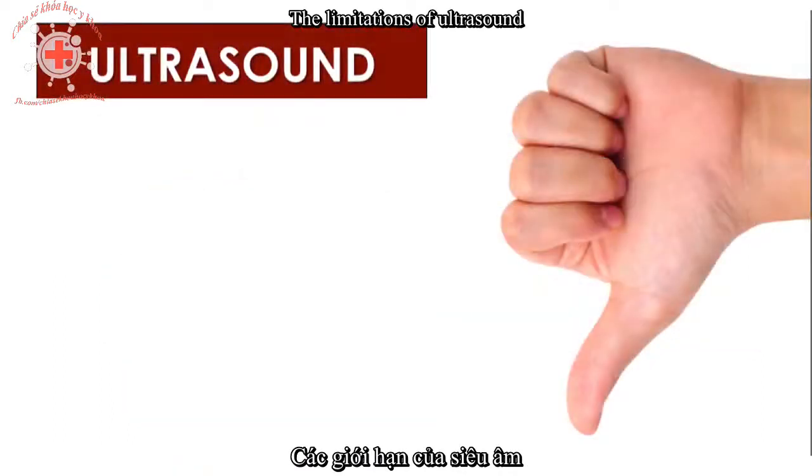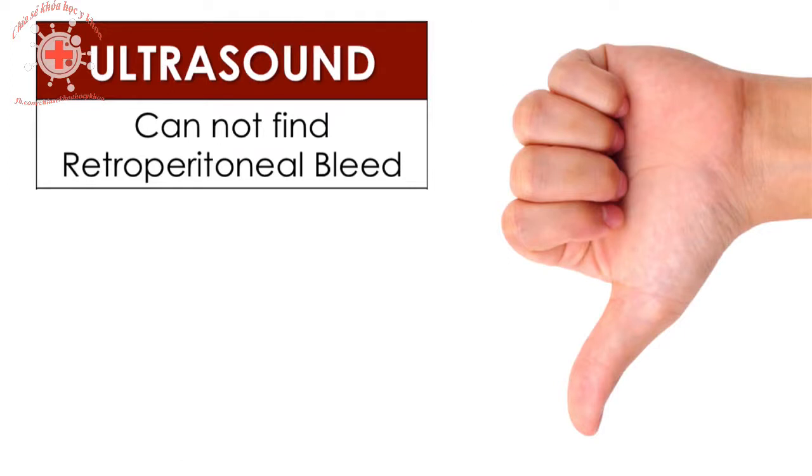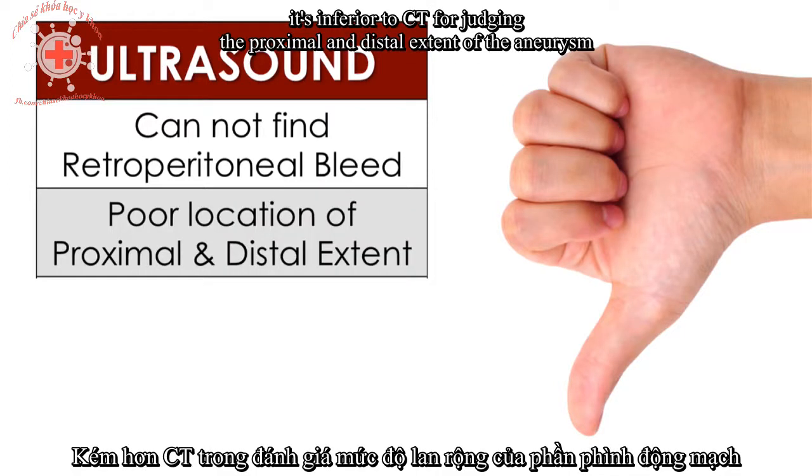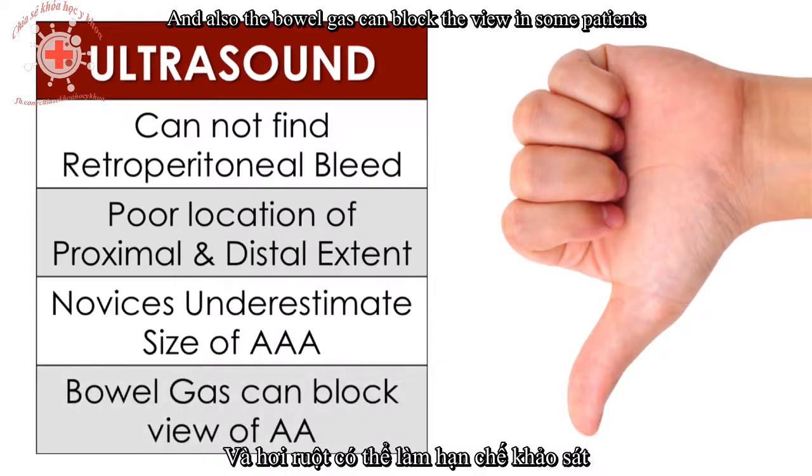The limitations of ultrasound are that it has poor ability for detecting retroperitoneal bleeding, is inferior to CT for judging the proximal and distal extent of the aneurysm, creates a tendency for novice sonographers to underestimate the aortic diameter, and also that bowel gas can block the view in some patients.